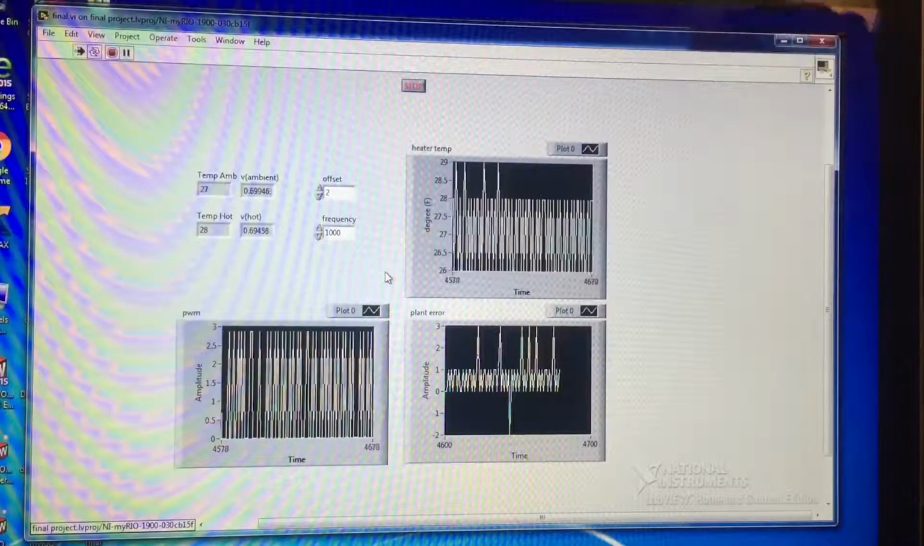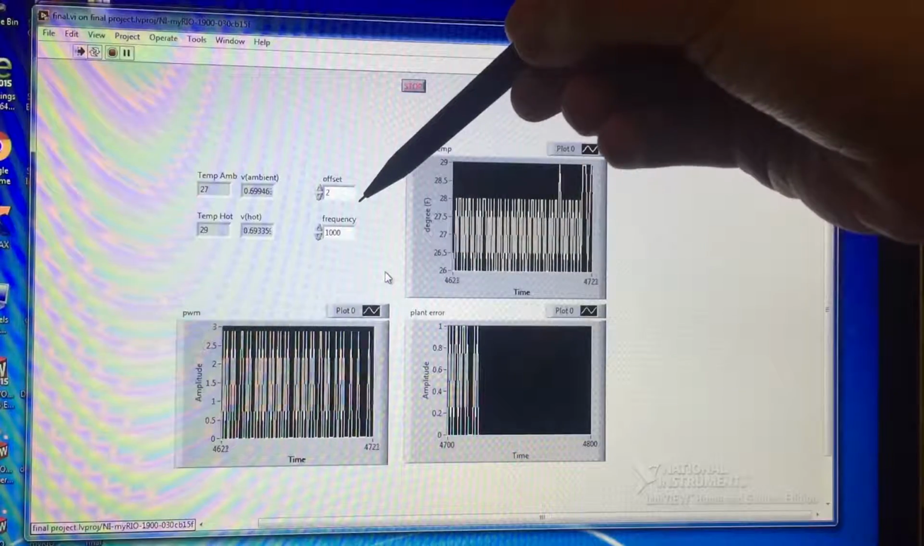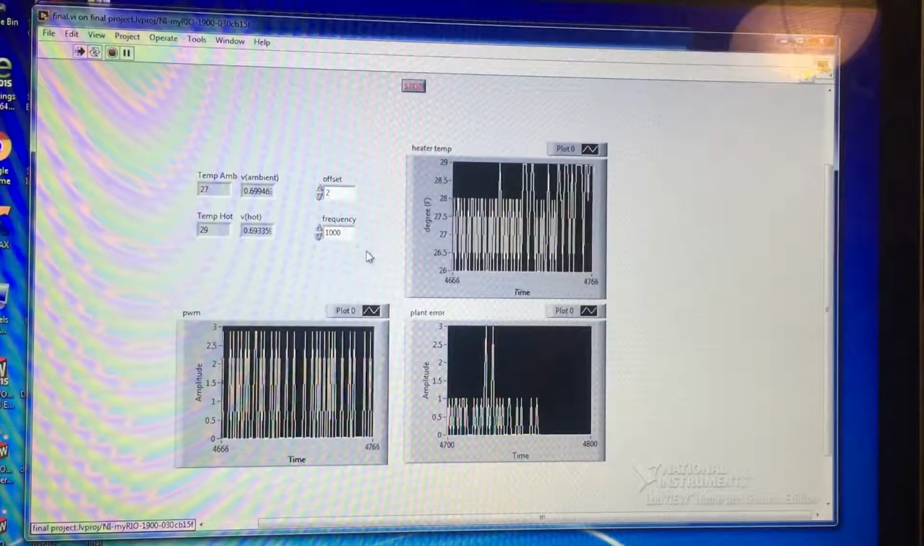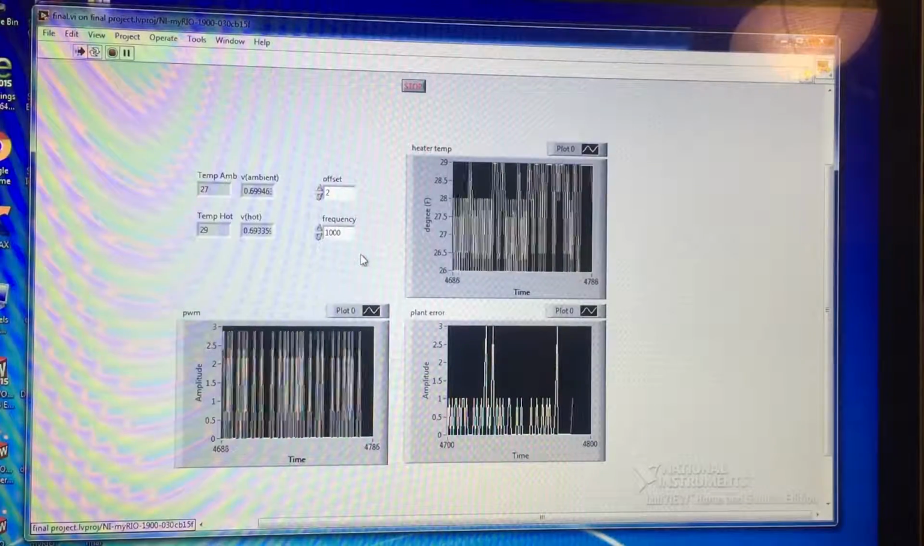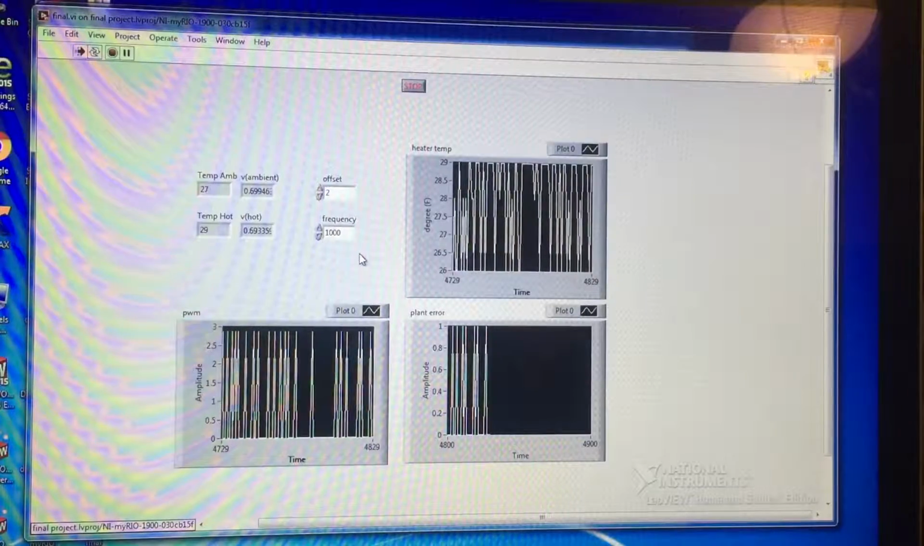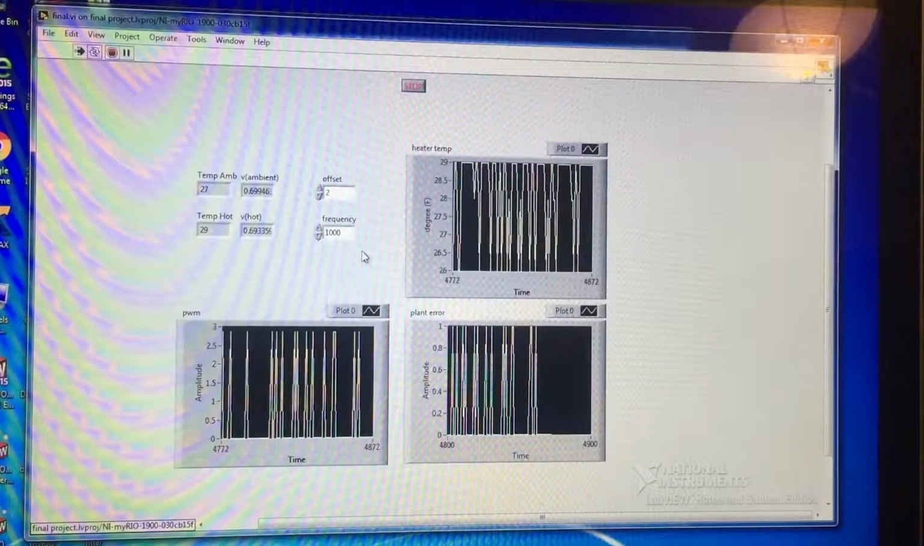Okay, we found that 1,000 hertz, or 1 kilohertz, was our optimal frequency. Anything higher and the system would respond too quickly. Anything lower and the system just plain wouldn't respond at all. Couldn't get enough current in our heater to be accurate.